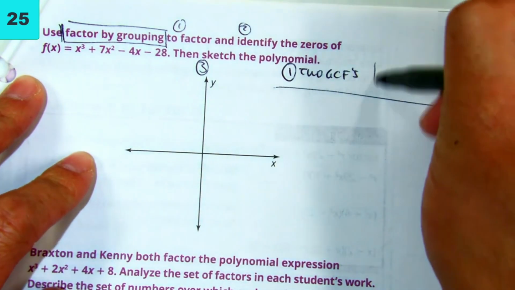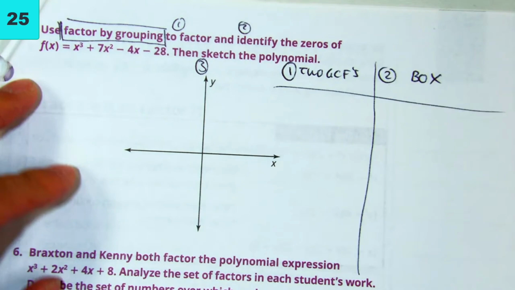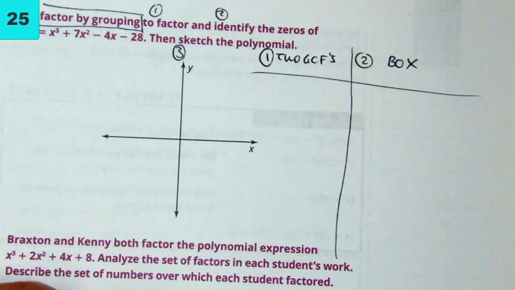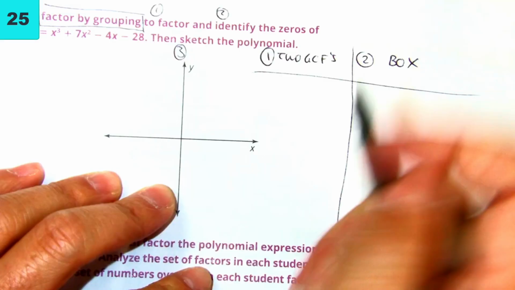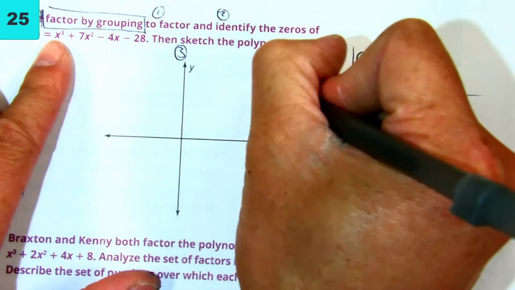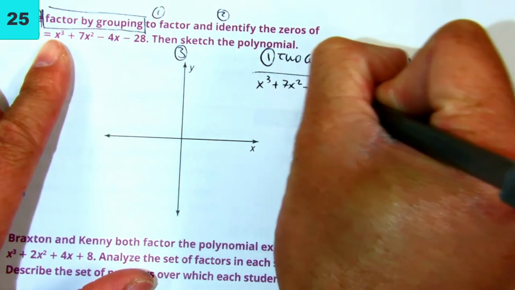And I think I know what most students will pick. The next one is the box method. Okay, let me show you guys 2 GCFs. If that doesn't make sense to you, then you can try the box. I'm going to rewrite the problem. X to the third plus 7x squared minus 4x minus 28.